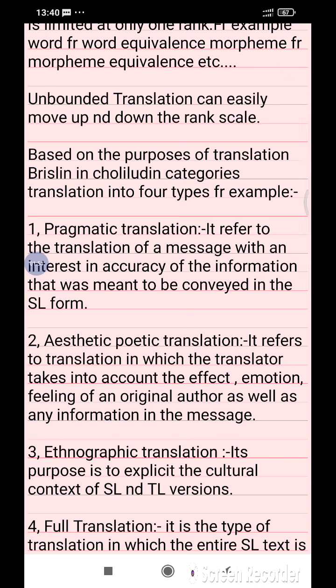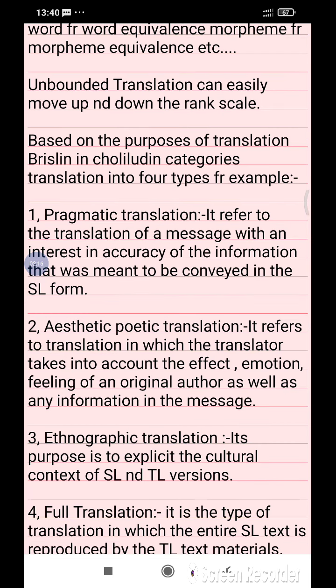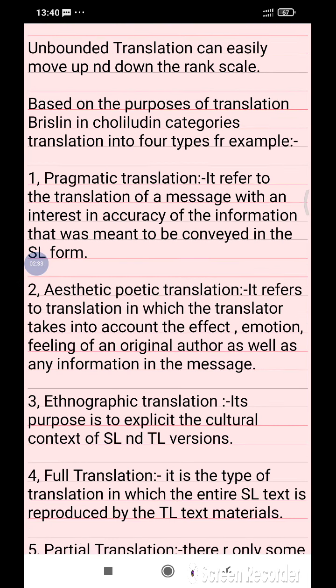Unbounded translation can easily move up and down the rank scale. In rank translation, we make it clear that this translation is all about first rank, while we give it a rank scale according to word for word translation and morpheme for morpheme translation. But unbounded translation is totally different from rank translation because it can easily move up and down based on the purpose of translation.